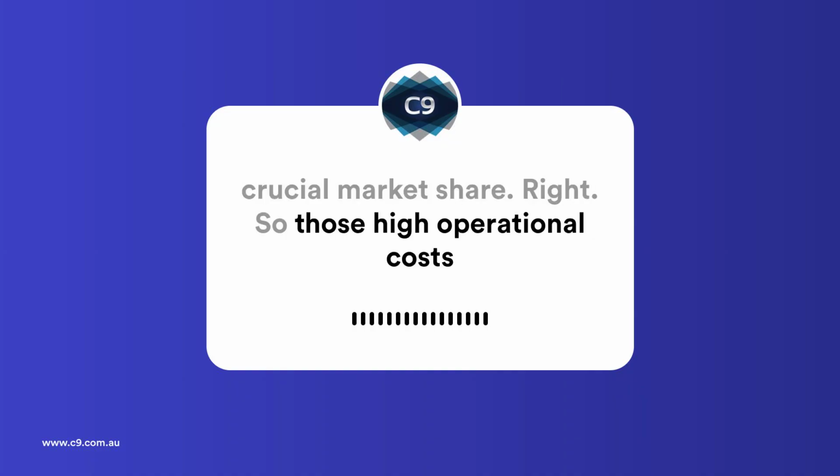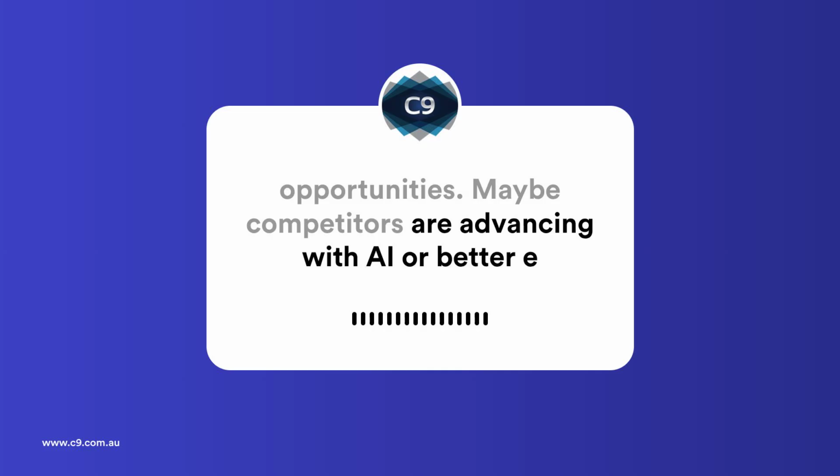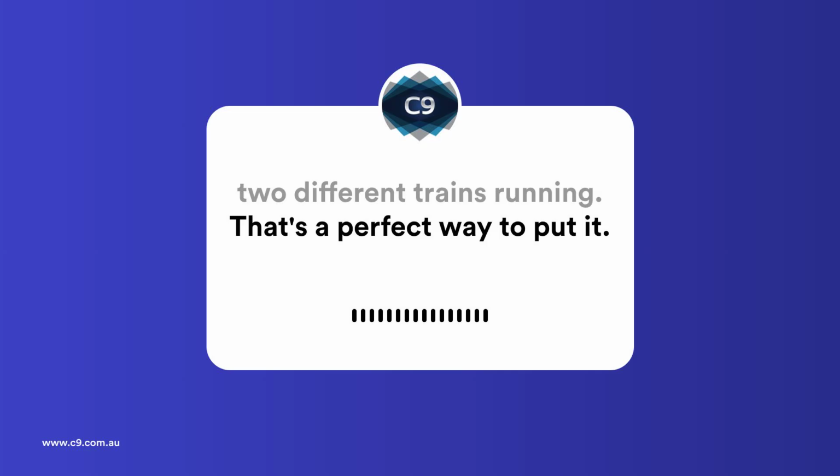Right, so those high operational costs aren't just external market pressures. They're actually magnified by this internal duplication. It means missing opportunities. Maybe competitors are advancing with AI or better e-commerce features because your teams are just too busy keeping two different trains running. That's a perfect way to put it.